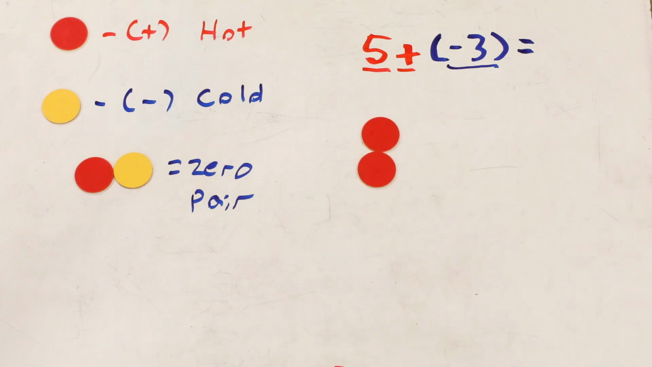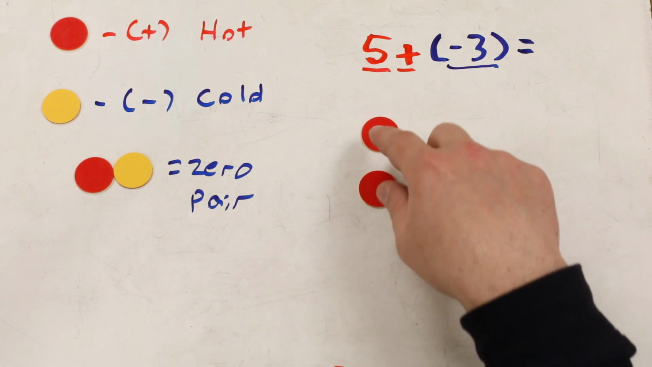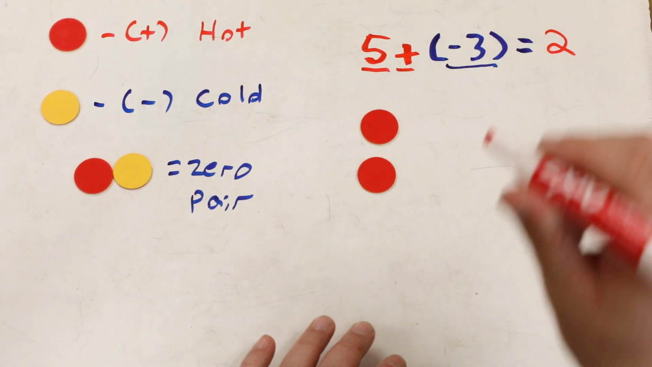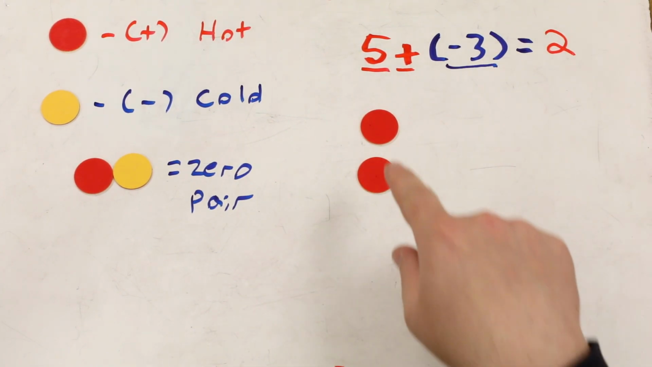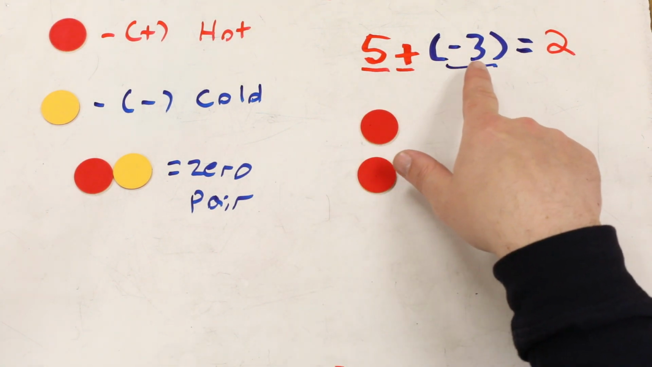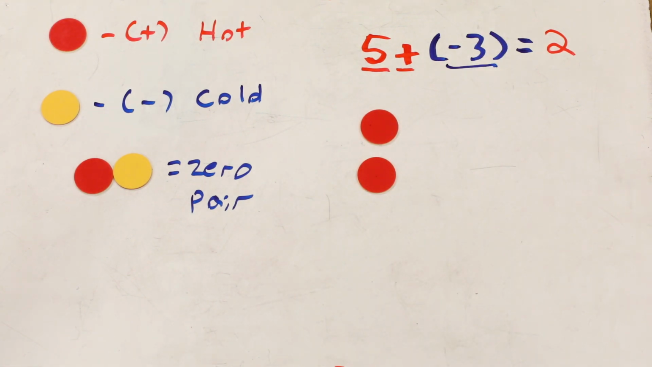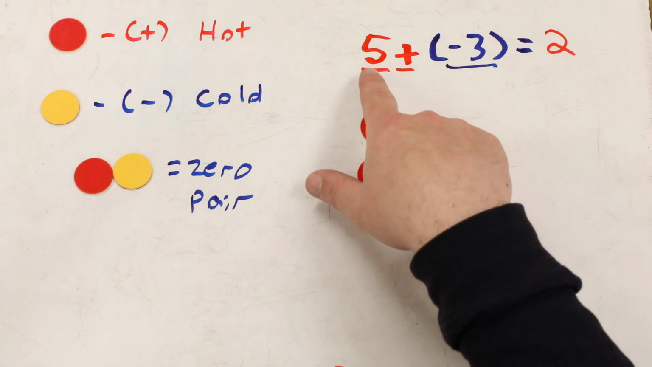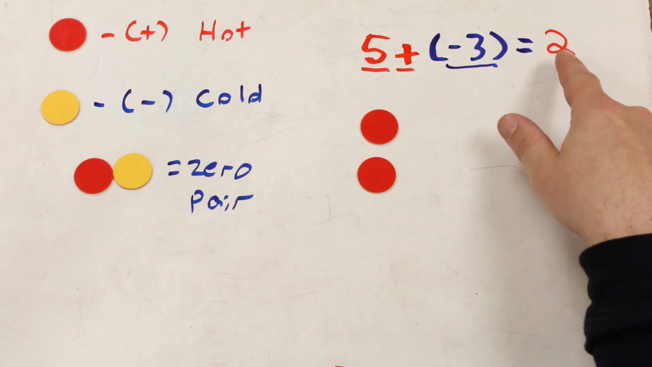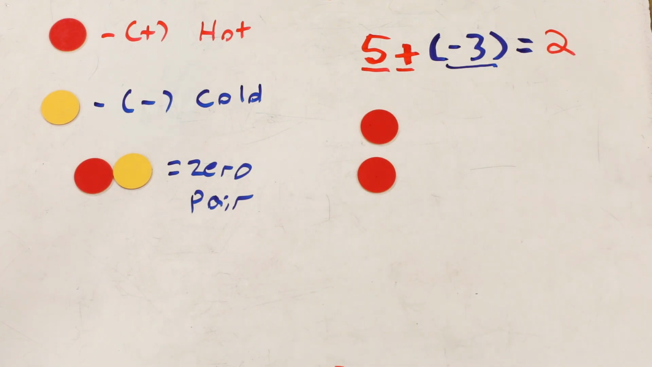And now we're left with two positives or two heat. And so I can write that there. So we know that 5 plus -3, or 5 heats plus 3 colds, is going to equal +2. And that makes sense because if we know our temperature starting at 5 and we're adding in colds, so our temperature is going to get colder, our answer has to be less than 5. And we know that 2 is less than 5.